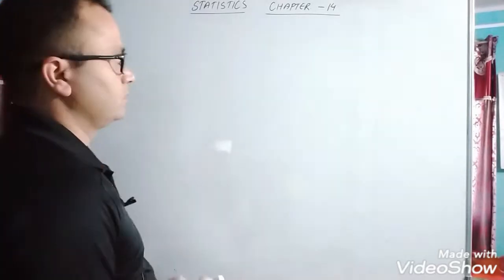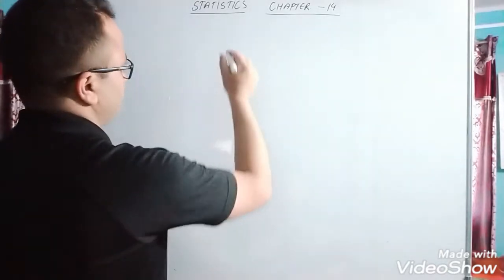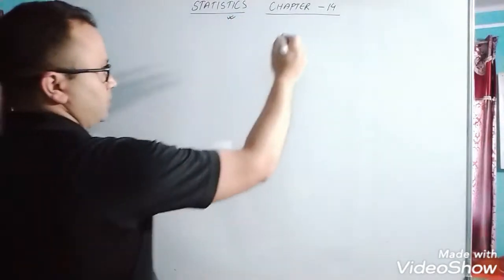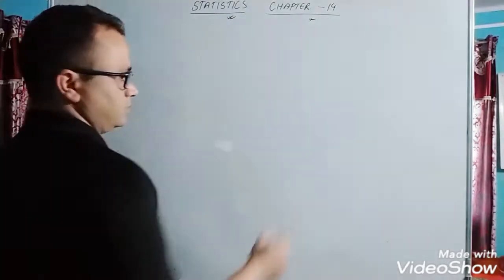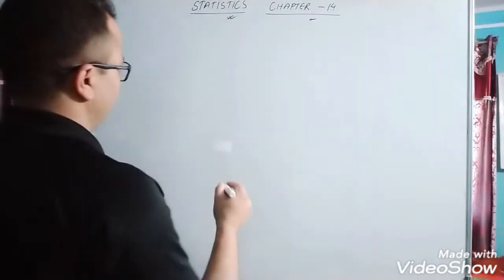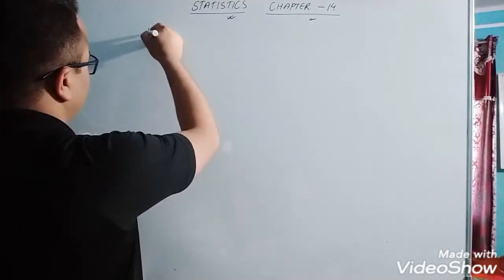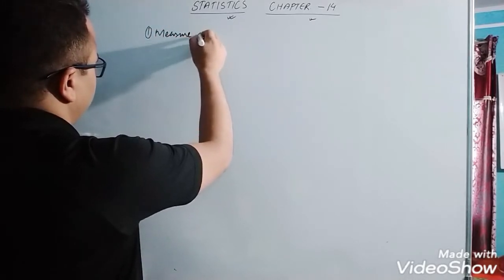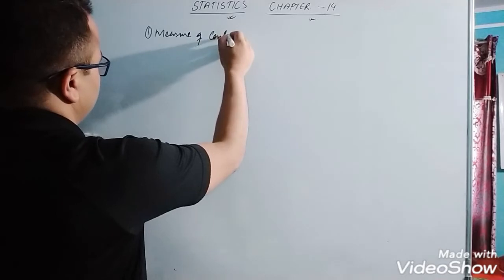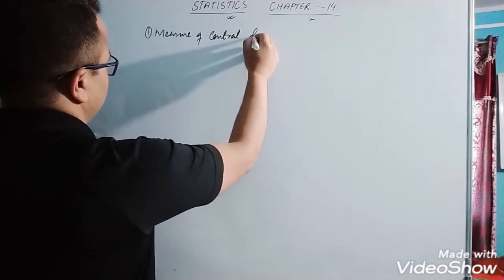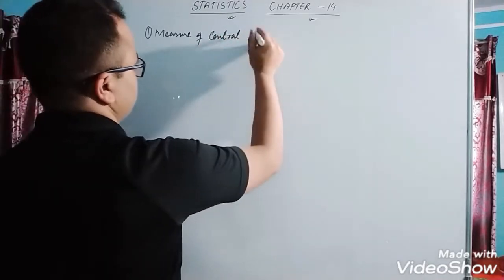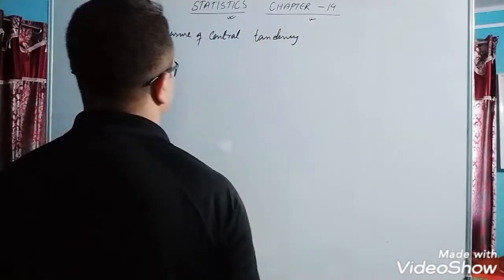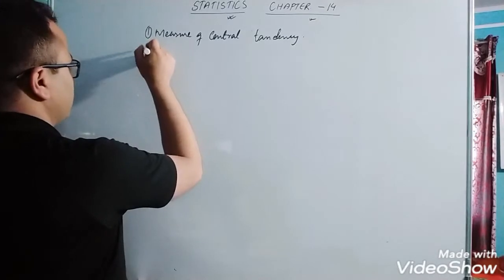Okay, class 10. Today we are going to learn the chapter Statistics, chapter number 14. In statistics, we'll learn number 1, measure of central tendency. Measure of central tendency. And the next one is OSI.